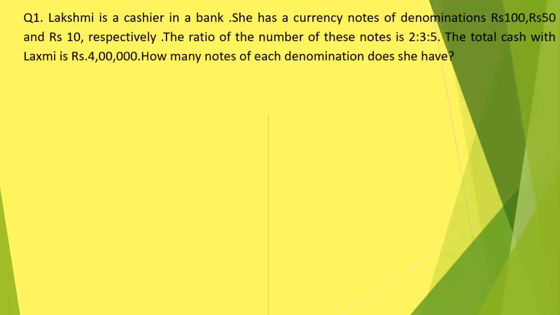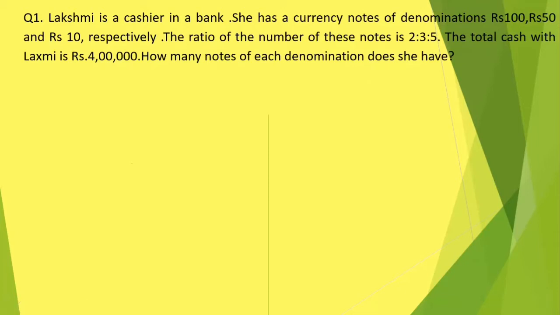We go with the first question. Lakshmi is a cashier in a bank and she has currency notes of denominations of rupees 100, rupees 50 and rupees 10 respectively. The ratio of the number of these notes is 2:3:5. The total cash with Lakshmi is rupees 4 lakh. How many notes of each denomination does she have?